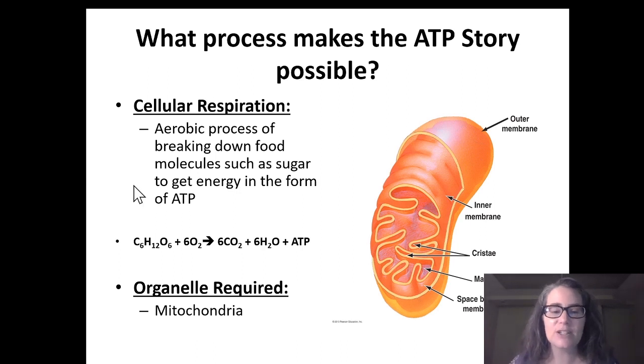The overall reaction for cellular respiration, if we use a sugar, is a sugar like glucose plus oxygen is going to create CO2, a waste product that we exhale off, excess water that we also can urinate and sweat off, and then this ATP, this sort of energy form for the cell.